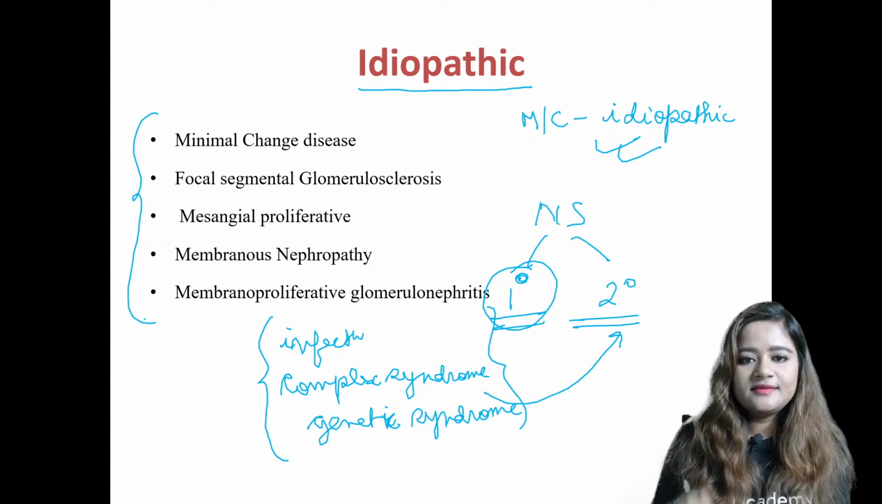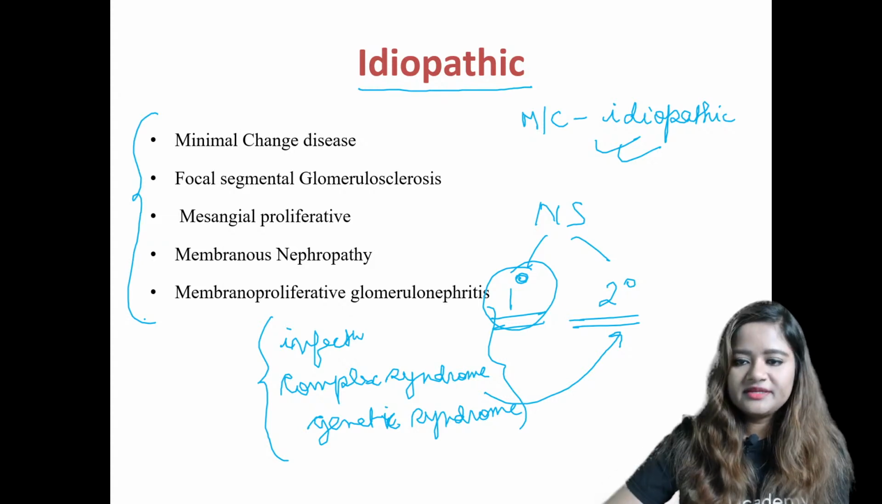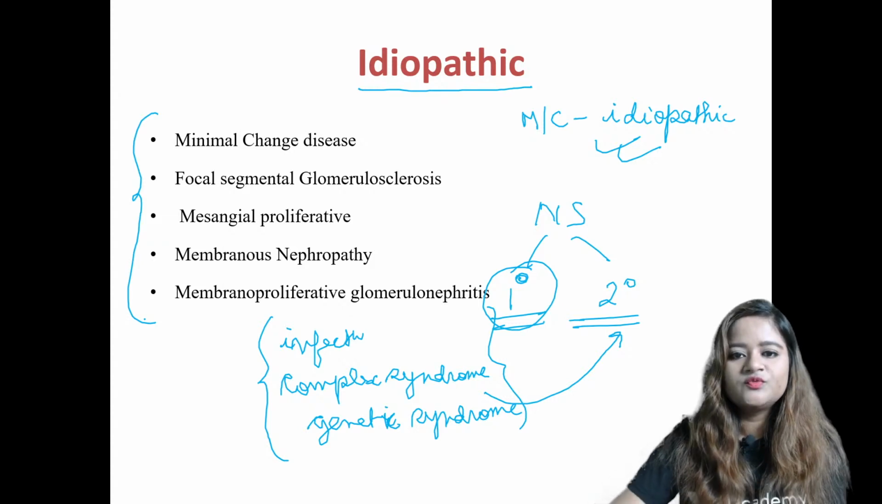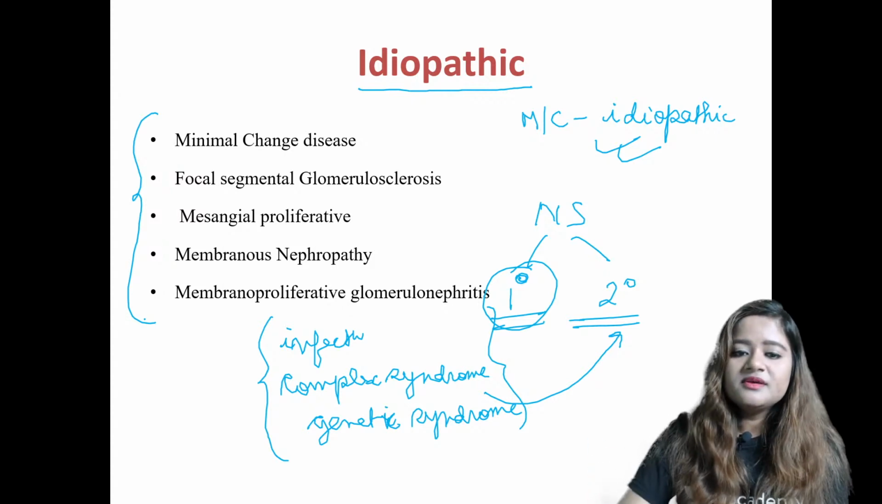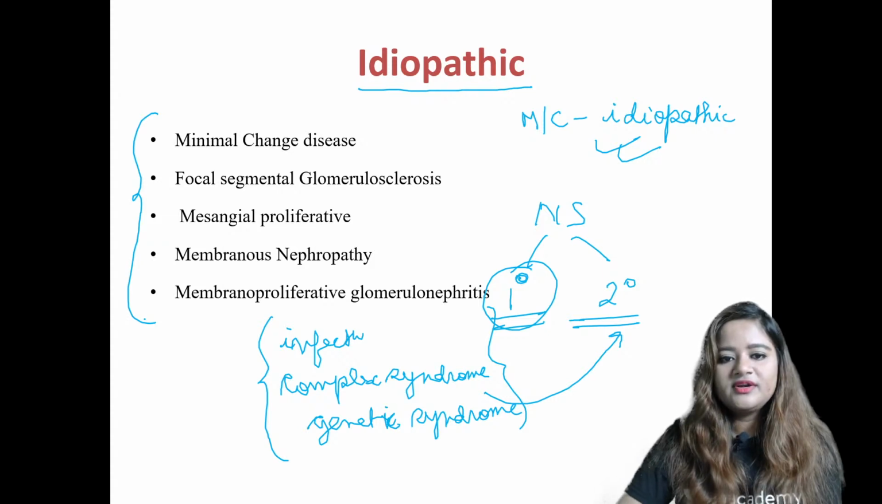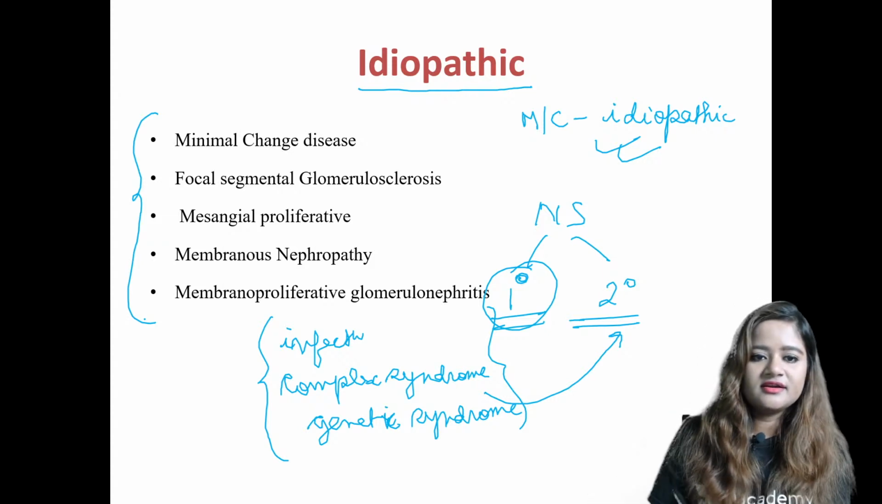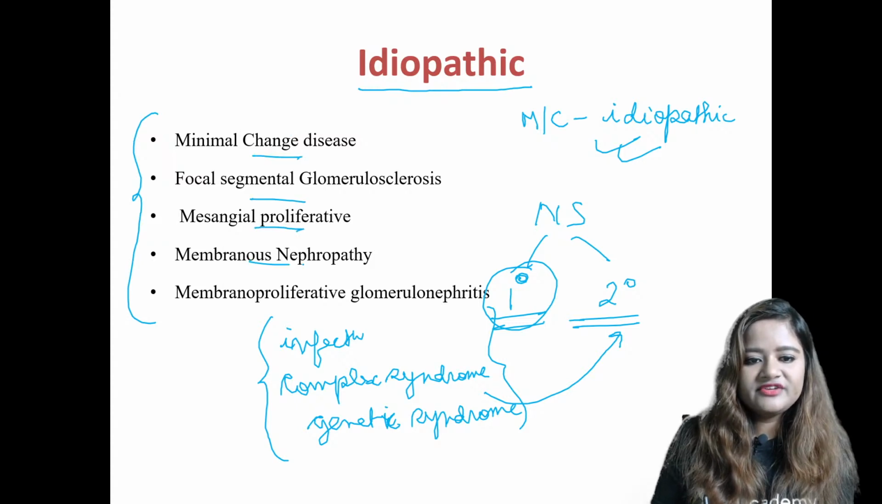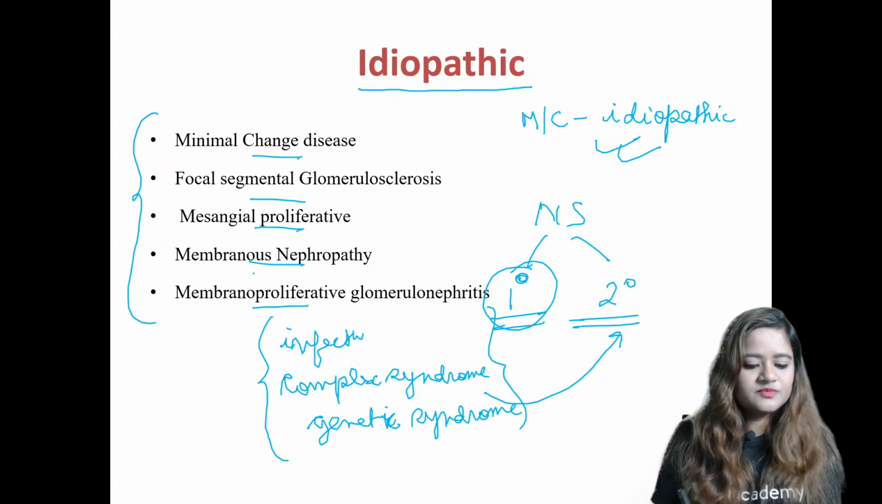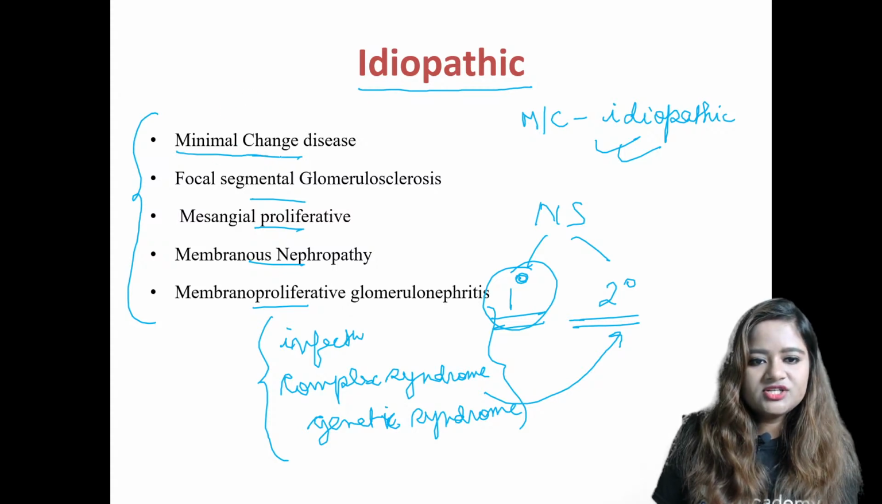Please mark the words that I am telling you. Most common cause is idiopathic. Don't mark any specific cause for nephrotic syndrome. Most common idiopathic होता है. Idiopathic में based on the involvement of your glomeruli and based on the changes that occur, we have classified idiopathic or the primary type into these 5 types. What are the names of the 5 types? Please be sure. First one is minimal change disease.